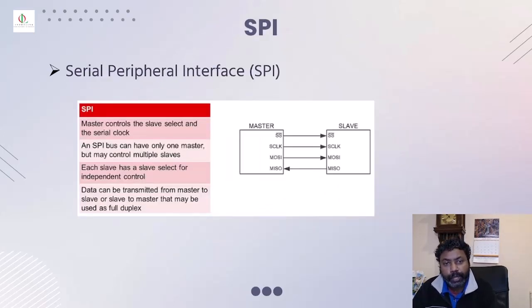Now let's talk about SPI a little bit in detail. As we just learned, in SPI the master controls the slave select and the serial clock. SPI can have only one master but can have multiple slave devices. If it has two or more slave devices, that means it will have more chip select lines, so only one can be connected at one time. Each slave has a slave select for independent control as well. The data is transmitted from master to slave or slave to master. That's full duplex communication.